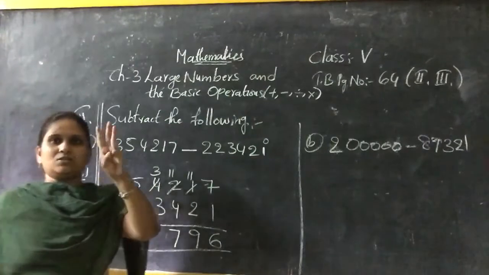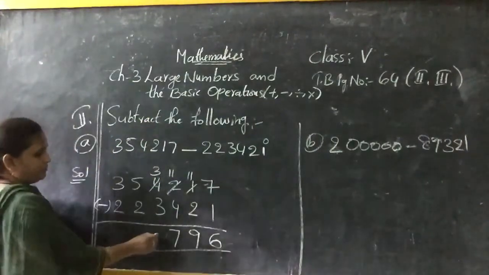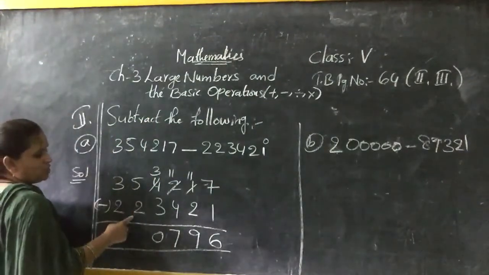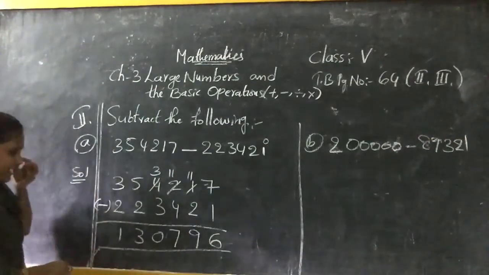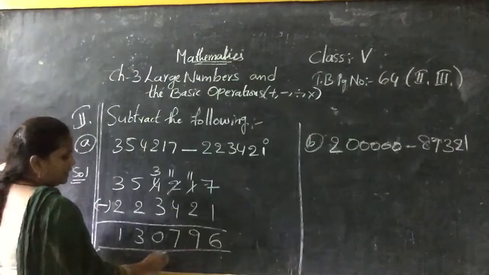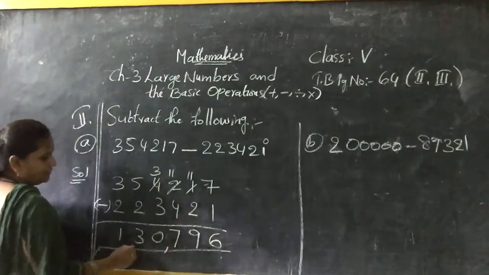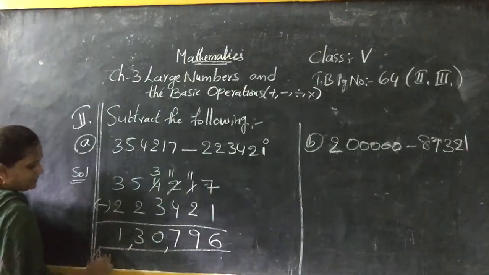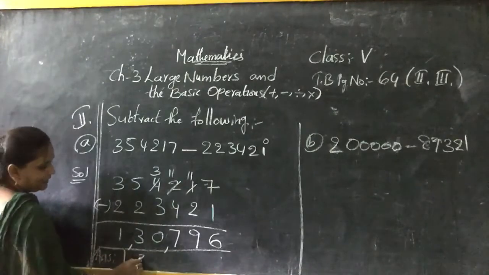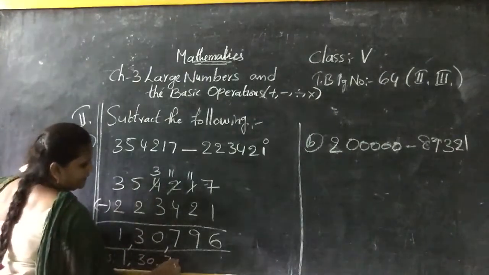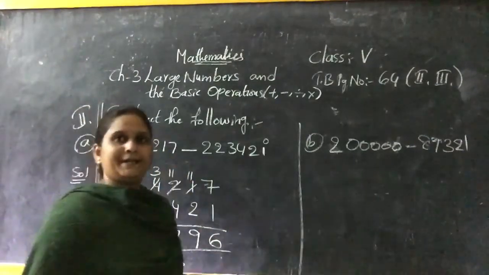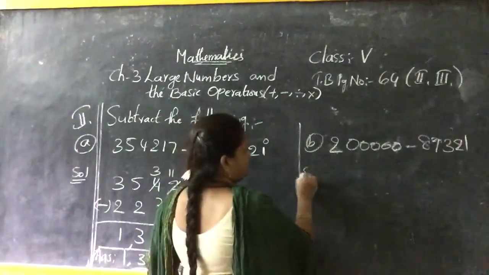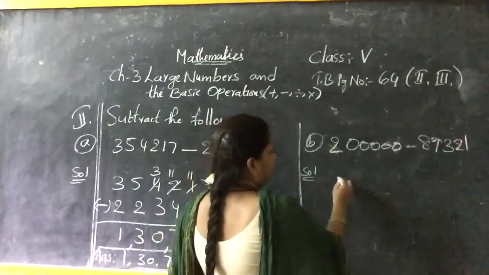Open 3 fingers, close 3 fingers. Possible. 0. Open 5 and minus 2: 3. Open 3 minus 2: 1. So, according to the Indian system, put the commas. First 3, then 2. And the answer is 1,30,796. 1,30,796.